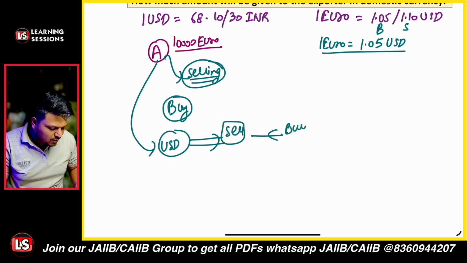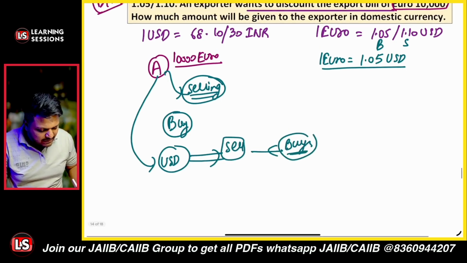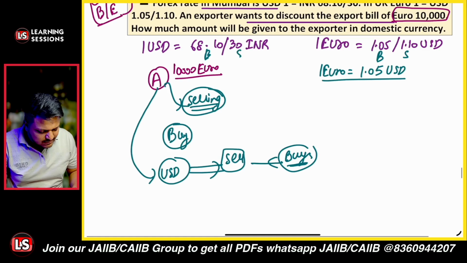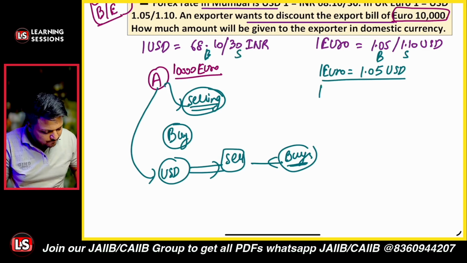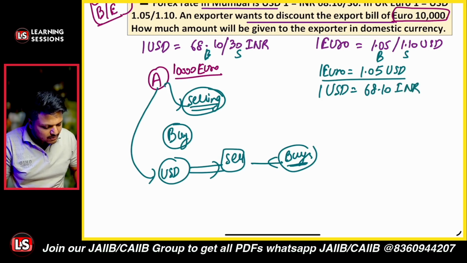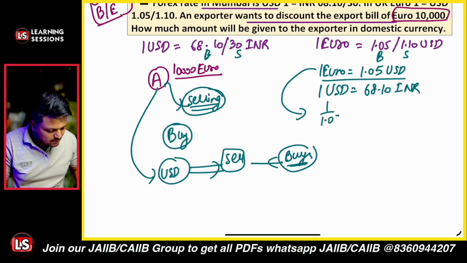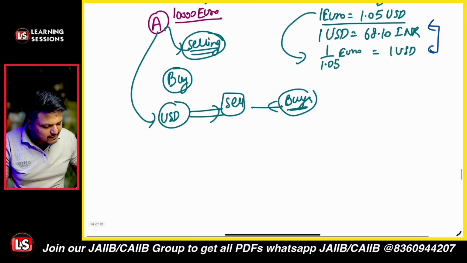Again, the buying quote will be given. So what rate will be applicable? This is the buying rate, this is the selling rate. So it will be 1 USD is equal to 68.10 INR. Is that clear? Now we can rewrite this equation as 1 divided by 1.05 euro is equal to 1 USD. Now we'll be equating these two things, LHS equal to RHS.